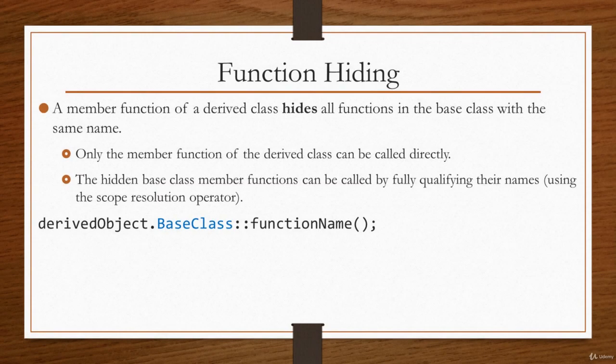Let's talk about function hiding. A member function of a derived class hides all the functions in the base class with the same name, and that means only the member function of the derived class can be called directly, using the dot or the arrow operator. Now, just because those base class functions are hidden does not mean they are inaccessible. The hidden base class member functions can be called by fully qualifying their names using the scope resolution operator. You can see a quick example at the bottom of the slide.